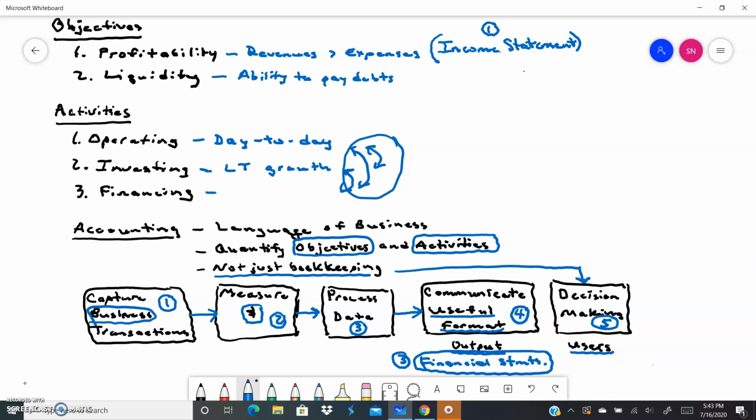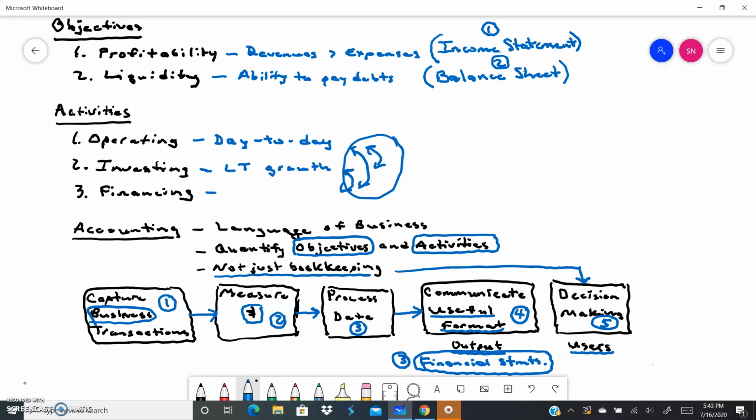The second financial statement is going to be called the balance sheet. The balance sheet is going to help us understand what our liquidity position is and whether we have enough resources to pay our debts. So that would be the second financial statement.